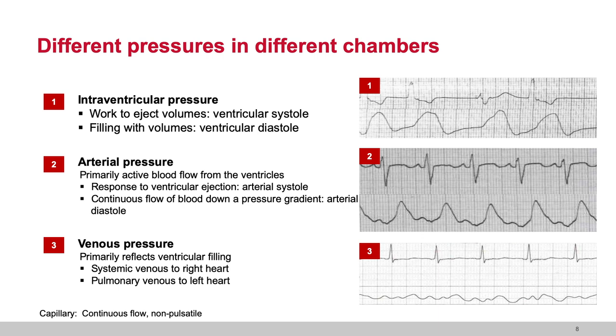So we have 3 different types of pressures that we measure at the bedside and use to help drive our interventions in critical care. First, we have the pressures that are measured within the ventricle. Now, normally in the ICU, we're not measuring intraventricular pressures, but those pressures actually tell us about the generation of pressure of the ventricle to open the leaving valves, aortic and pulmonic, and tell us about the pressure that is generated when volume fills the ventricle.